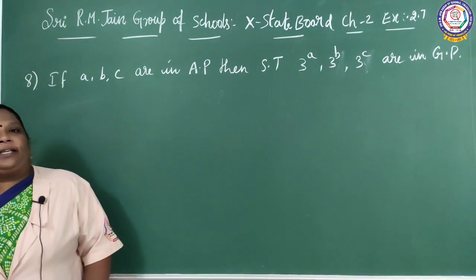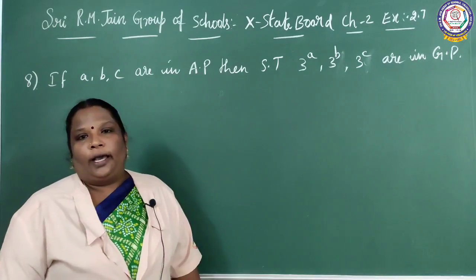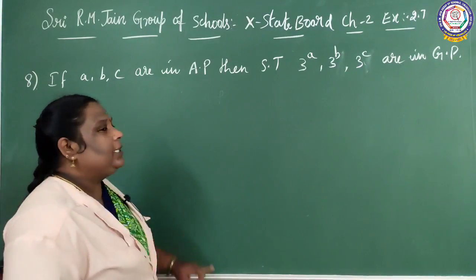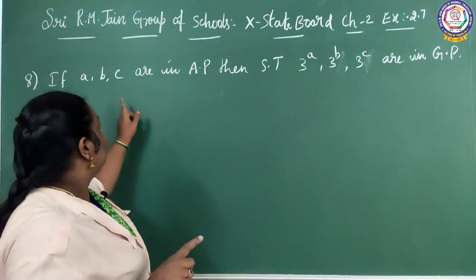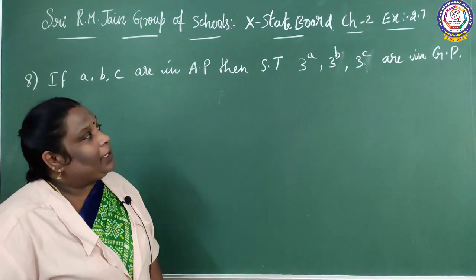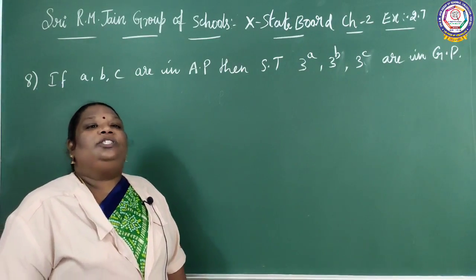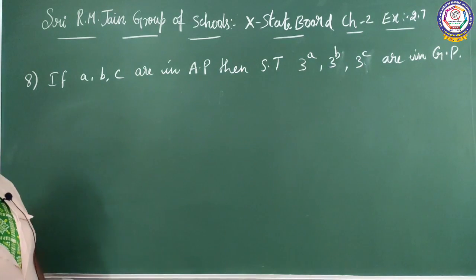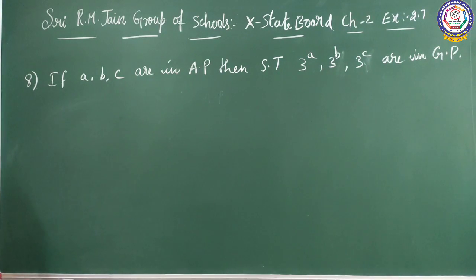Sri Gurubhyo Namaha children. See, this is 10th standard state board, chapter 2, exercise 2.7, 8th sum. If a, b, c are in AP, then 3 power a, 3 power b and 3 power c are in GP. You should prove that 3 power a, 3 power b, 3 power c are in GP.